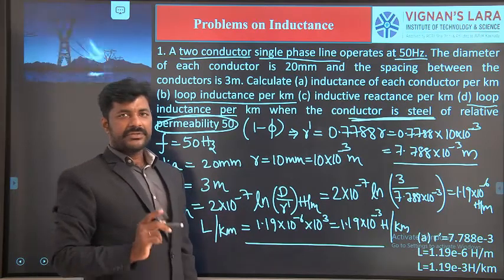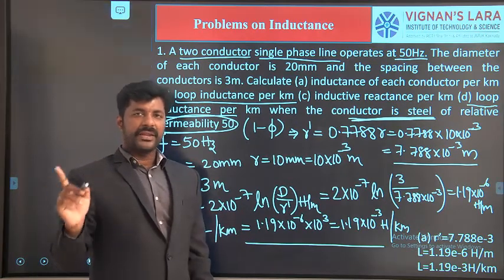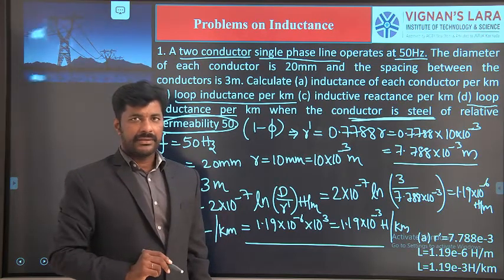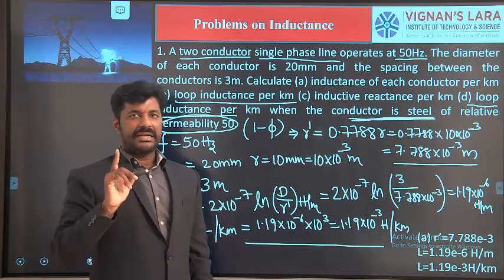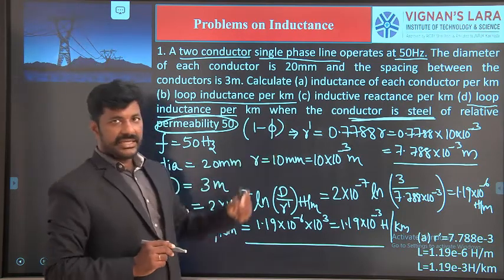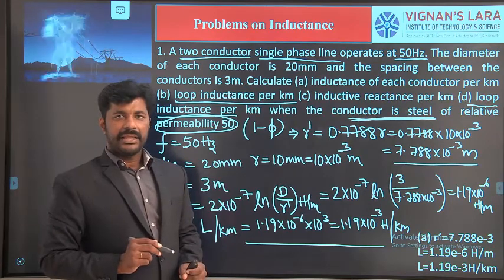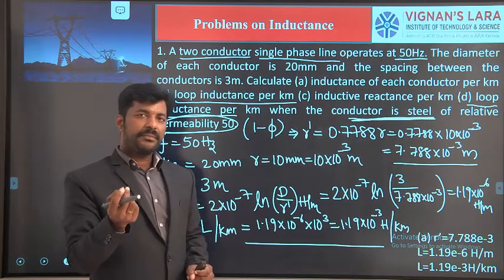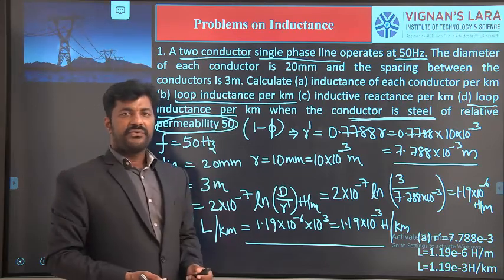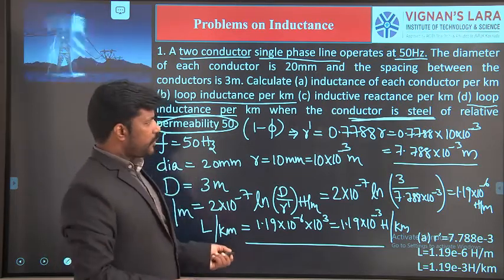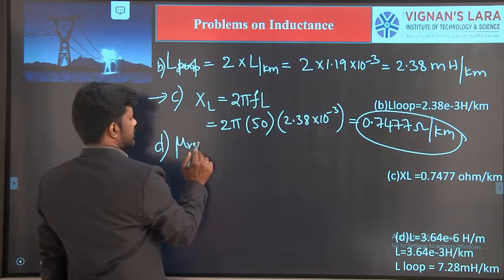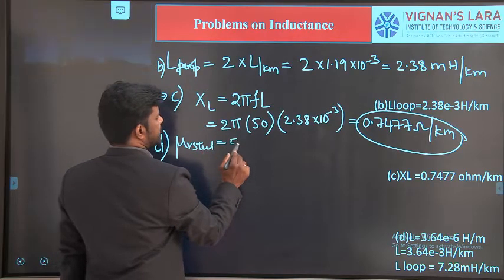Previously it was made up of a copper wire or aluminum wire, a conducting material being non-magnetic. For non-magnetic materials, the relative permeability mu r is equal to 1. Whereas for this steel, being a magnetic material, it will have a certain relative permeability. That relative permeability for this steel is 50. We have to use that relative permeability concept. Mu r for steel was given, whose value is 50.